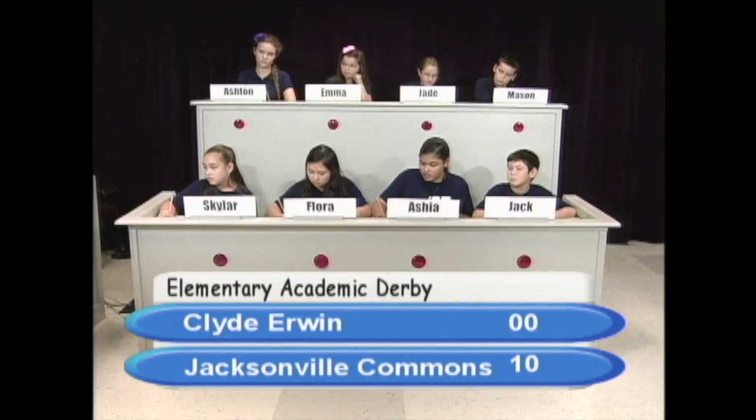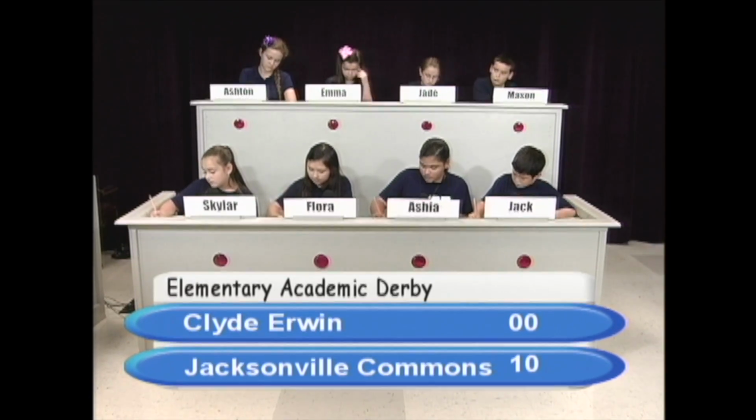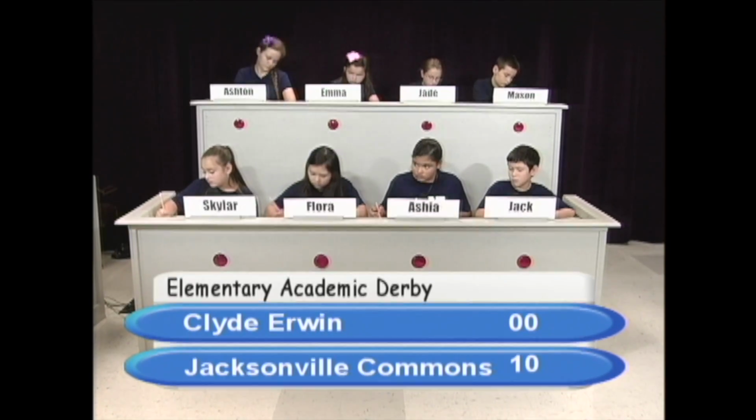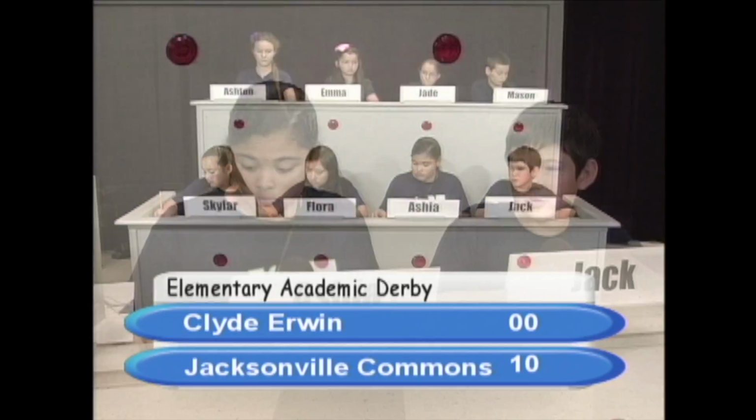Mathematics. Round the number 235,421 to the nearest thousands and state your answer using the correct place value. You want to round it to the nearest thousands. Jack? 235,000. That is correct. Very good.